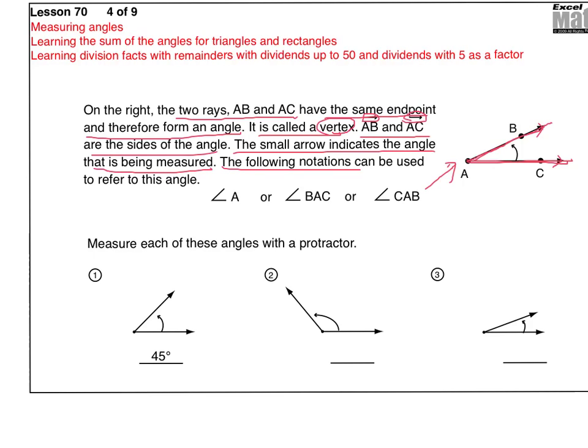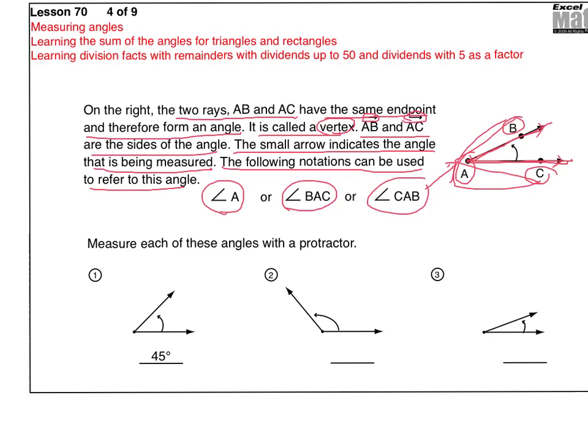The following notation can be used to refer to this angle. We can call this angle A because that's the name of the vertex. We can call it angle BAC. Notice we start here, BAC. Or we can call it angle CAB, starting over here, CAB. We cannot call it angle ABC. Do you know why? Pause the video and think about that or talk about it.